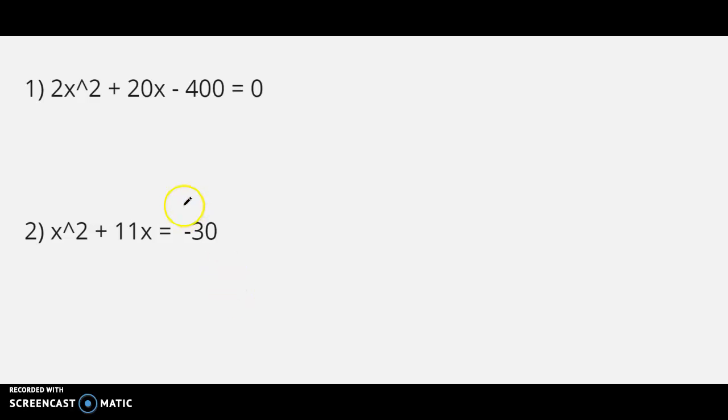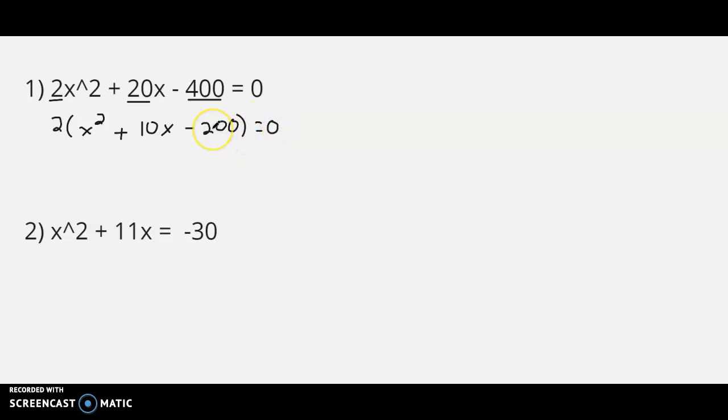Look at number 1 here. We have a 2x squared plus 20x minus 400. The 2, the 20, and the 400 can be reduced. We can factor out a 2 from there. And look at what we're left with, x squared plus 10x minus 200. Then we'll factor in the normal way.